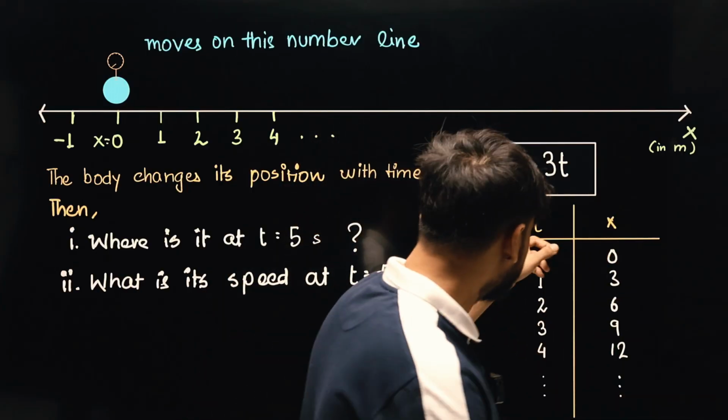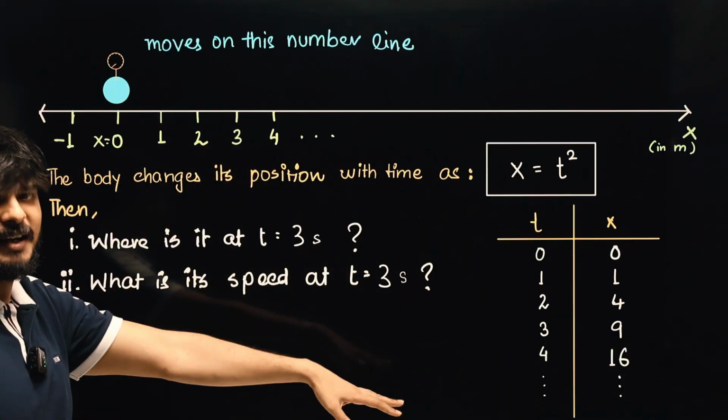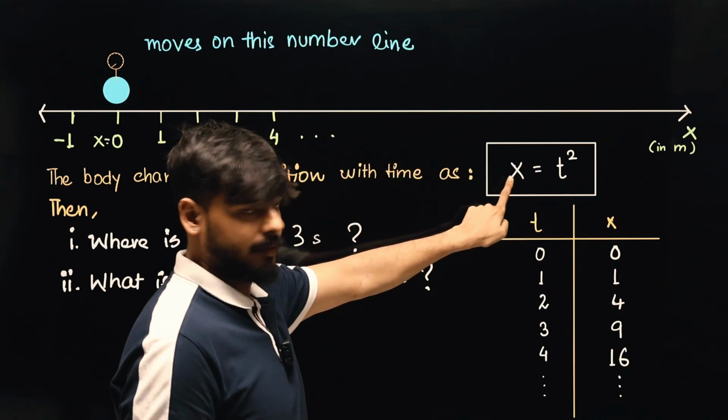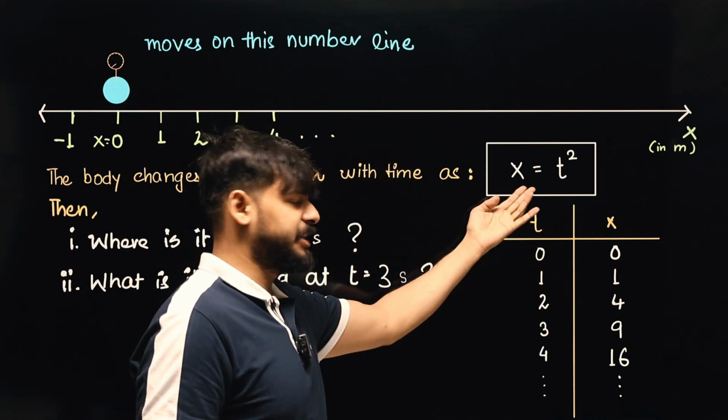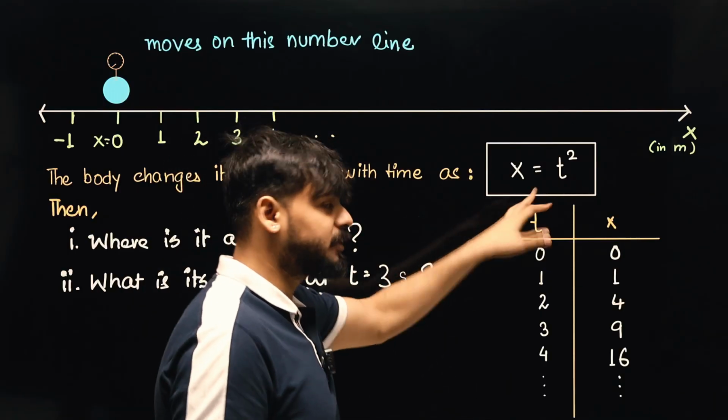Now look at another similar yet different question. That's a very similar situation. The body is moving on the number line and all of that is still there. But now the position is changing with time following this equation. Of course, still as time changes, the position changes. But now the position and time are not directly proportional. Now x equals the square of t.